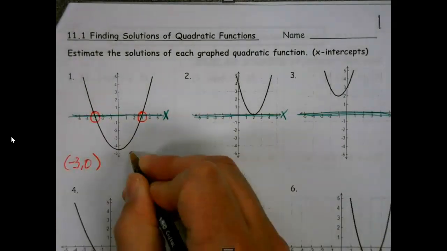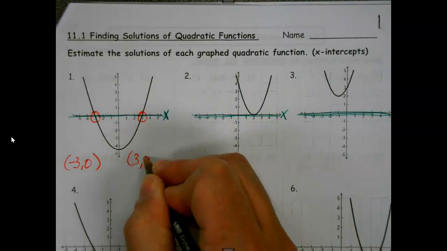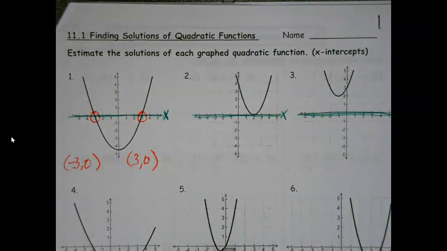Because again, the correct response for y on every single one of these is going to be 0. So if it goes through twice, I'm going to have 2 coordinates. If it touches it once, I'm going to have 1 coordinate. If it doesn't touch it at all, I'm going to say none. Because that's going to be the case at times. So nothing too terrible right there.